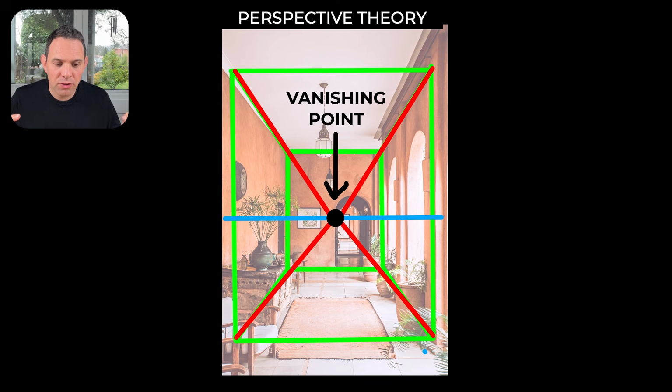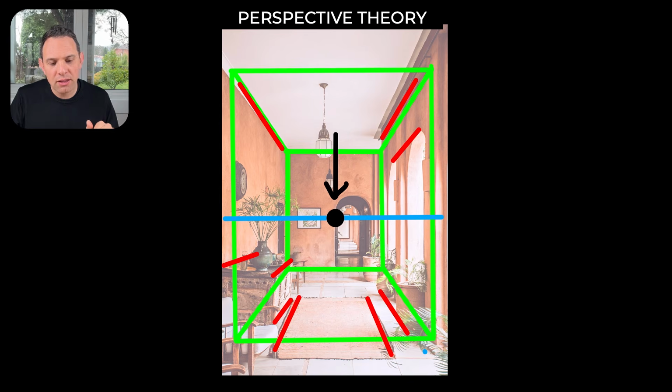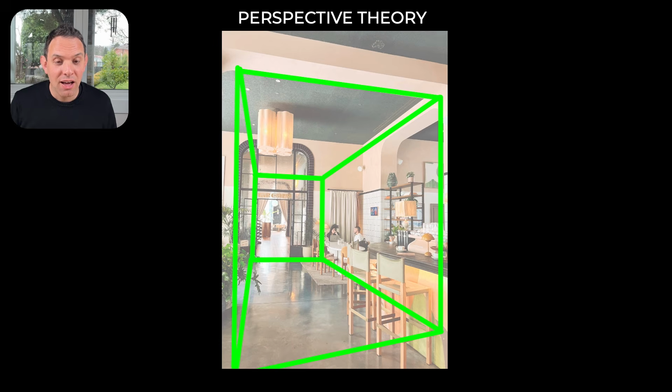So all of those horizontal lines that are going towards the back of the room are actually angling into that 1 point in the middle. Even the arches on the side there, the top of the arches, all line up angling into that middle point.